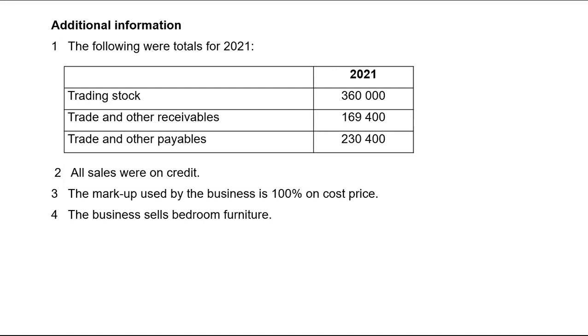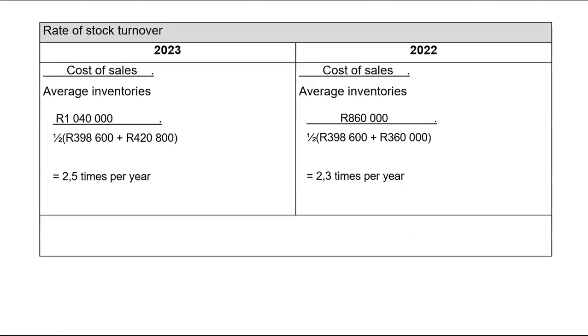Know that the previous year of 2022 will be 2021. And for 2021, your inventory or trading stock was 360,000. You're going to add that to the 2022 inventory of 398,000, if I'm not mistaken, divided by 2. And the numerator will be cost of sales, and your cost of sales for 2022 was 860,000.